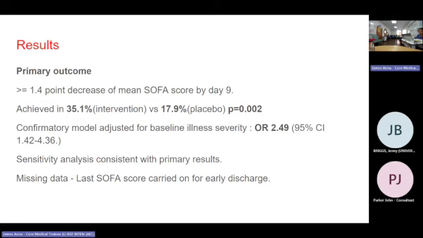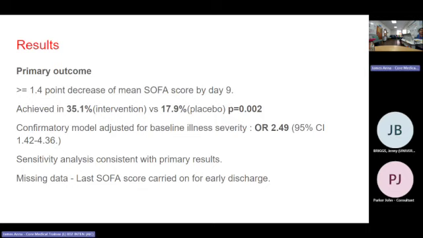This cutoff is from previous studies that have shown that this 1.4 cutoff is associated with a 28-day mortality benefit. So you can say that 35.1% of patients in the intervention group achieved this compared to only 17.9% in placebo. And this is also, again, statistically quite significant.